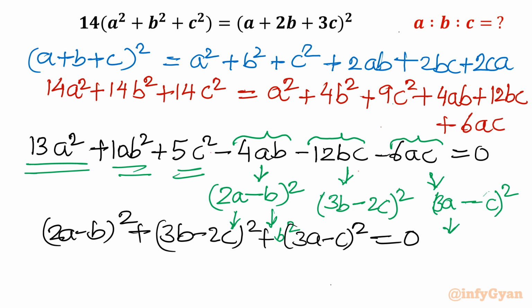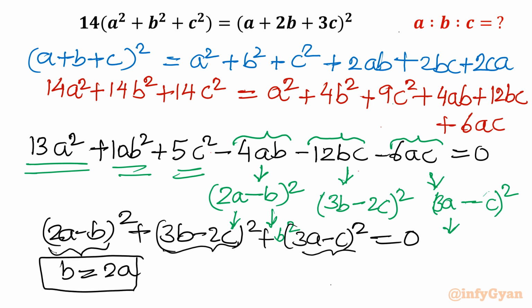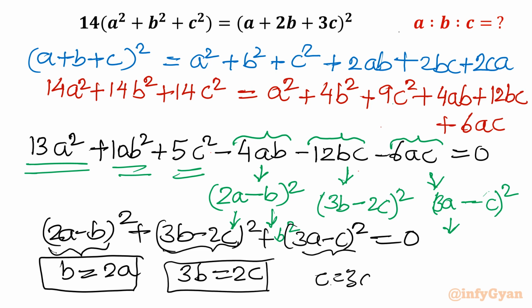Now you can check. Sum of three squares equal to 0. When it will be 0? When individual brackets must be 0. Okay, so conclusion is 2a equal to b or b equal to 2a. Then 3b equal to 2c. Then c equal to 3a.